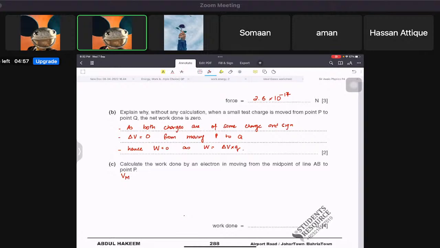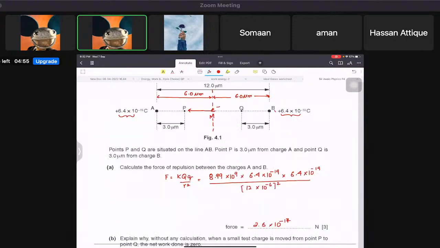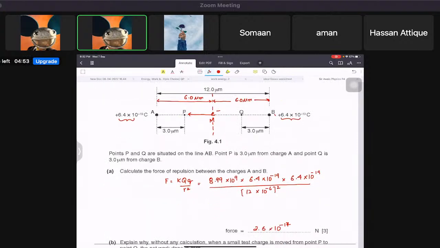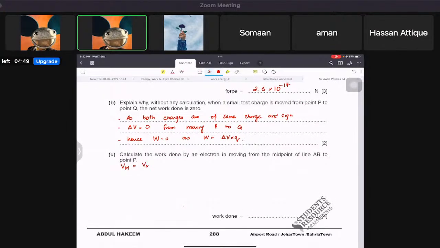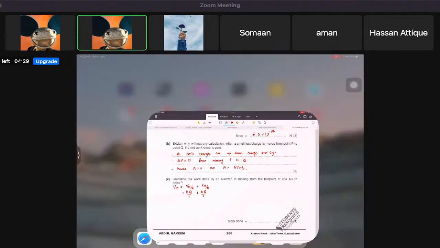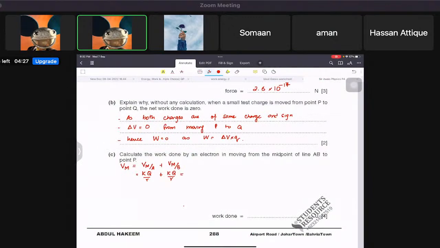So how would we be able to find this? Because M is a point that is affected by A and B both, the midpoint M is affected by A, and the potential at M due to B would be added to give the total potential at M. How do you find this? You use KQ over R plus KQ over R. Both are positive charges, that's why it's positive. Then you can take K common, so that's 8.99 times 10 raised to power 9. In fact, both charges are the same, so we can also take that common as well.